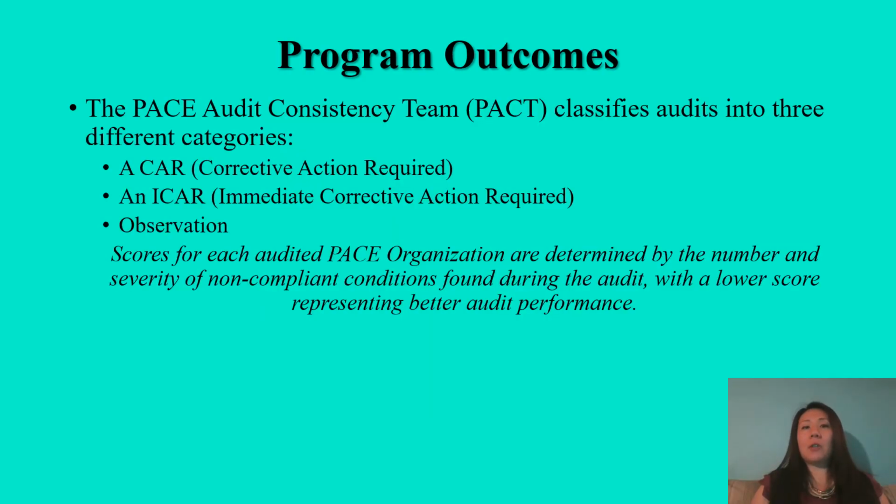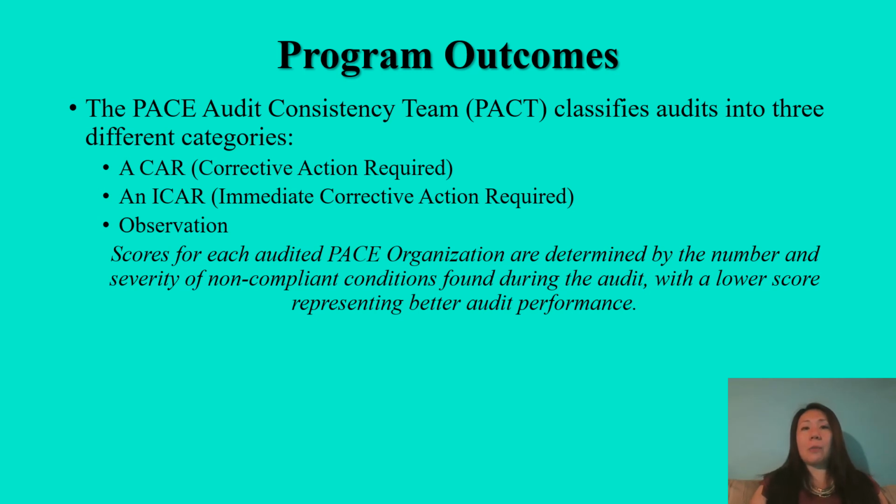Audits are conducted for trial PACE organizations annually and biannually for established organizations. The audits include reviews of data and documentation submitted by the PACE organizations, reviews of the PACE organization's systems, operations, and documentation of case files, interviews and observation of staff activity. Scores for each audit are determined by the number and severity of non-compliant conditions found during the audit. Lower scores mean a better audit performance.